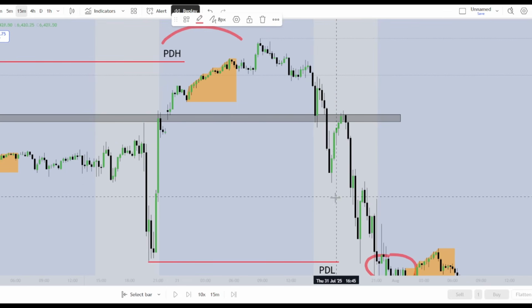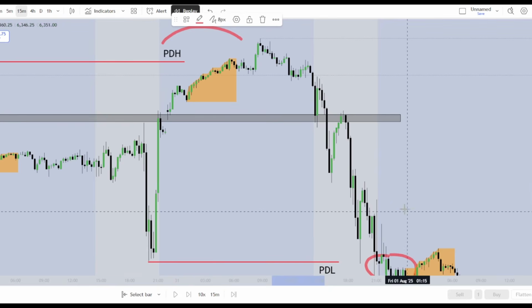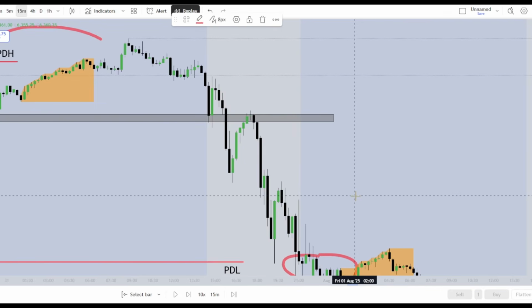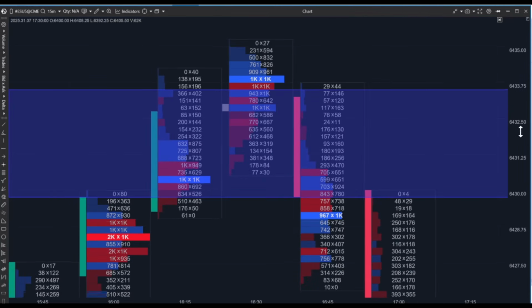So it's really that simple, right? And again, you're using ICT concepts, right? You want to be targeting essentially the previous day low. So ICT concepts do have their place, but they're not essentially a valid way to trade by themselves.